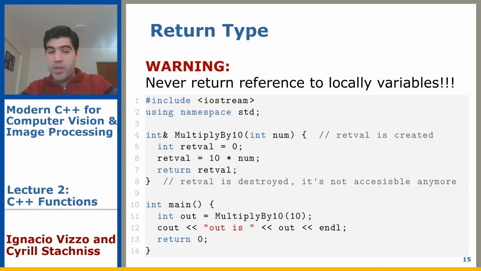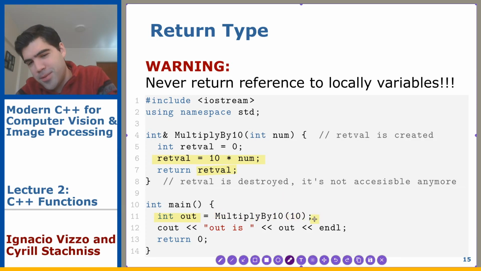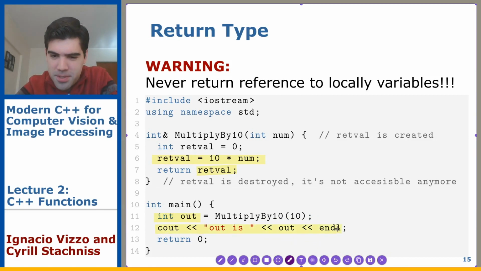Then there is a huge warning here. This is really buggy, and I will show you one example. In this case, we have a function called multiply by 10, and it will receive as input parameter a number. What I'm going to do is multiply this number by 10, and then I will just return this value, right? Then if you call this function, you will create a new integer variable, and then you will multiply by 10, so it's 100, and then you will try to print this, right?